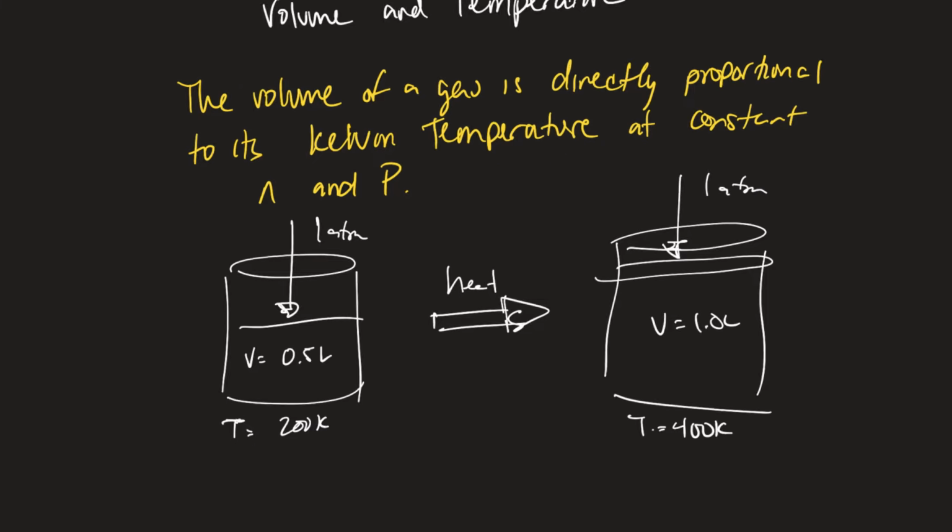And so mathematically speaking, the way that we look at Charles' law is that V1 divided by T1 is equal to V2 divided by T2. Now the thing that's really important is that the temperature must be in Kelvin.